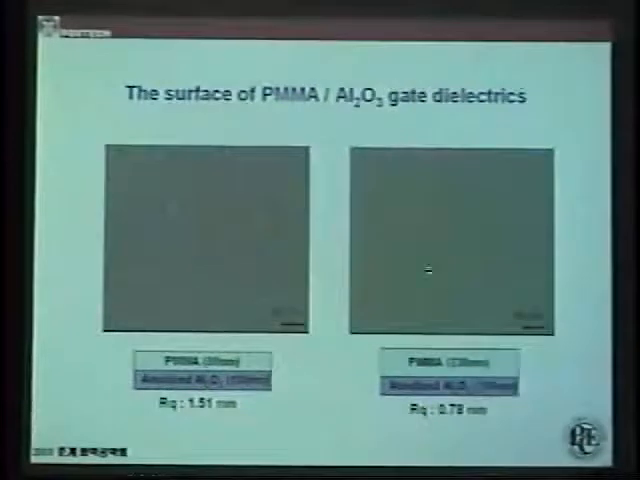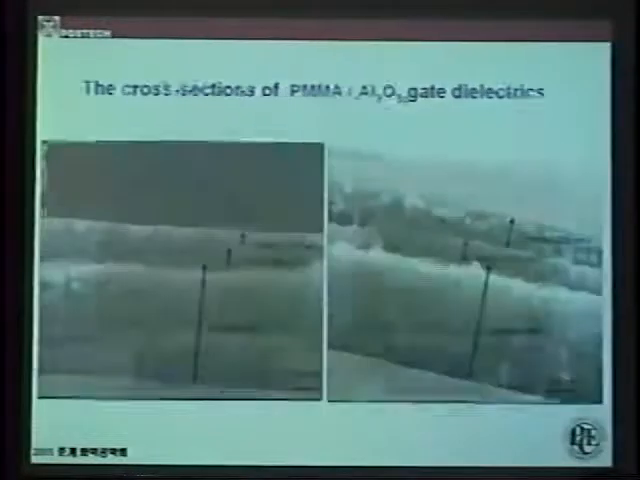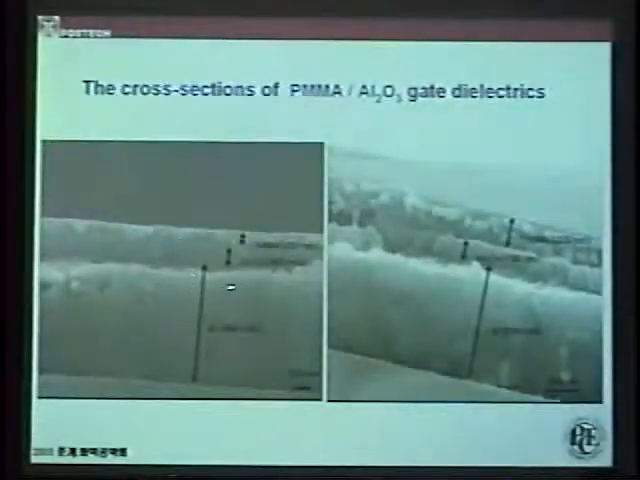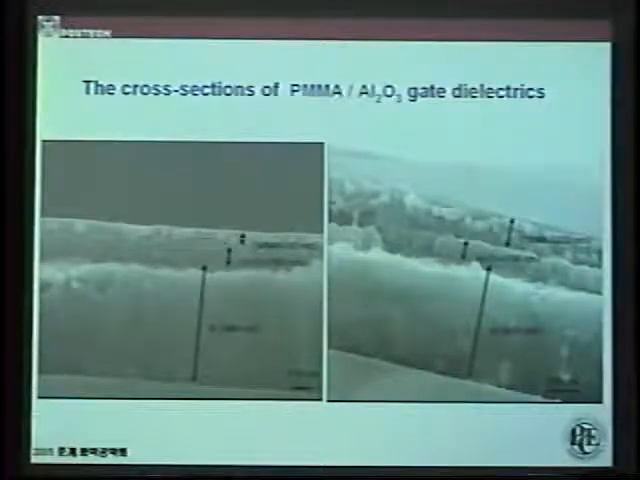So this shows the smooth surface, 7 angstrom roughness. This is about 15 angstrom roughness. You can see some modulation. This is an SCM cross-section of the dual-gated dielectrics, alumina and PMMA.